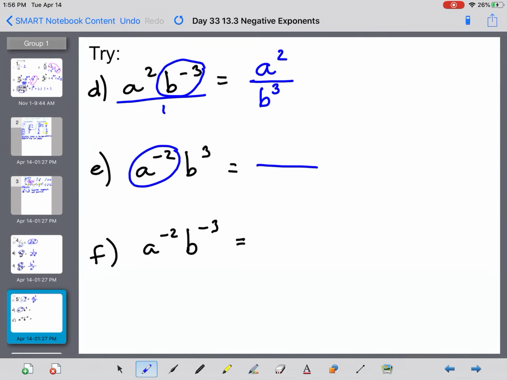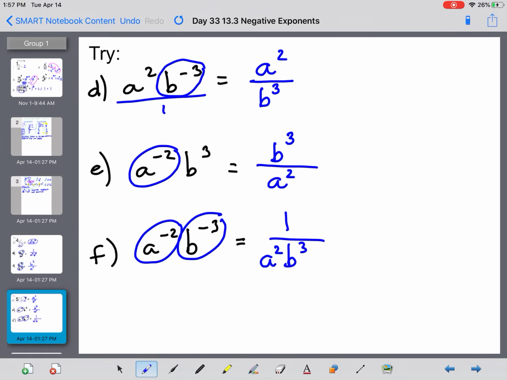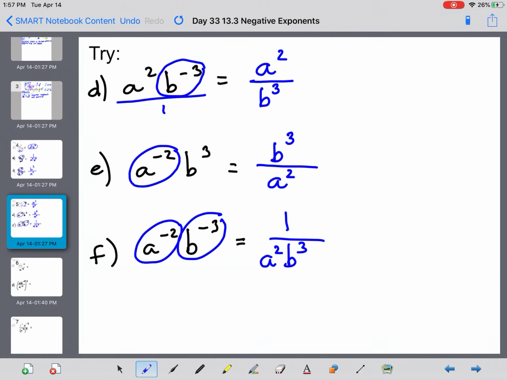If the a was the one that had the negative exponent, that means b to the third doesn't move because it has a positive exponent, and a squared moves. And then if both of these are raised to the negative power, that means both of them are going to move.